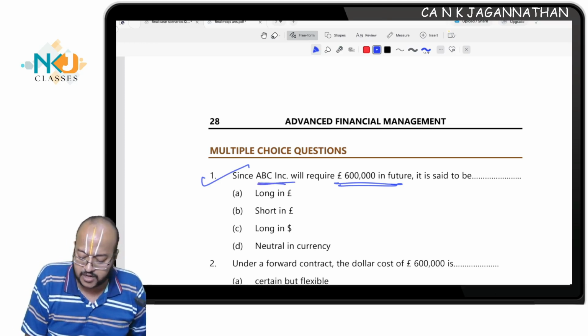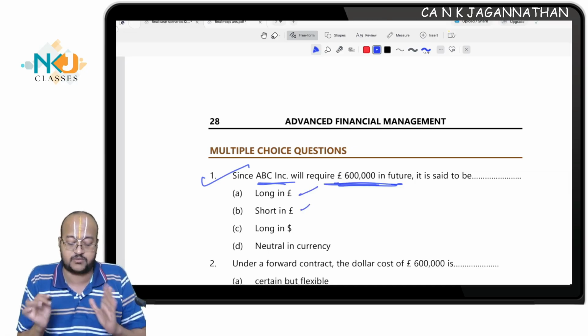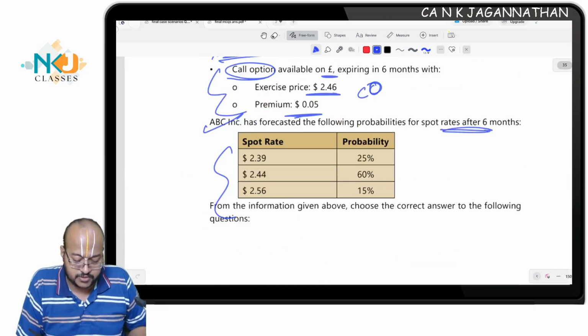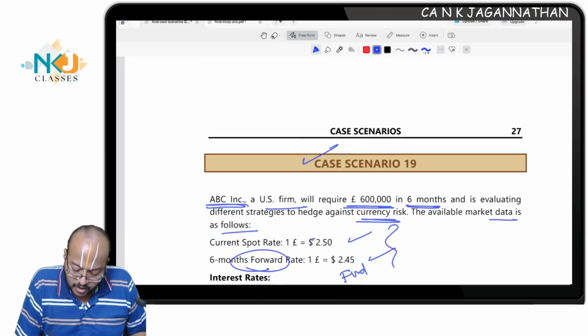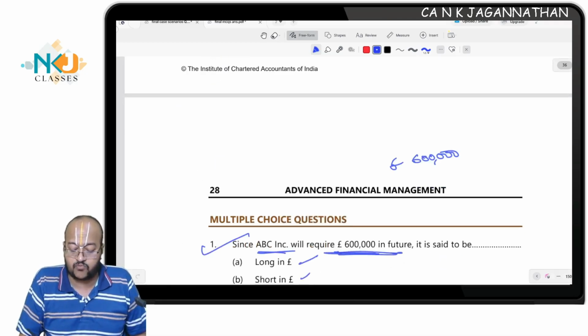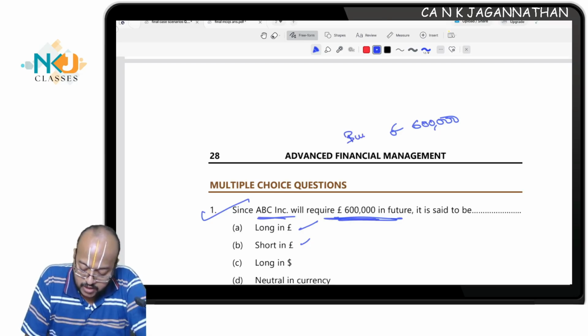Since ABC Limited will require 6 lakh pound in future, it is said to be long in pound. See, very simple. How to identify? This person has exported some goods to pound. Assume it is a pound receivable of 6 lakhs. What is the question? No, it is payable. Assume it is payable because he wants to buy the pound from the dealer.